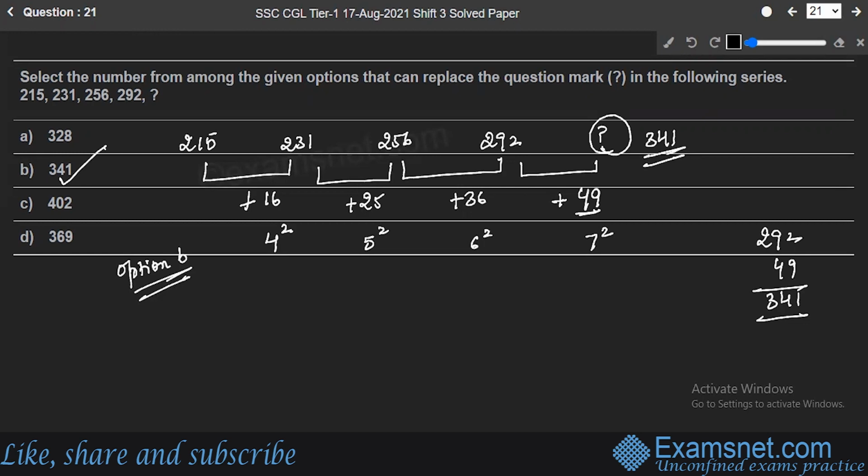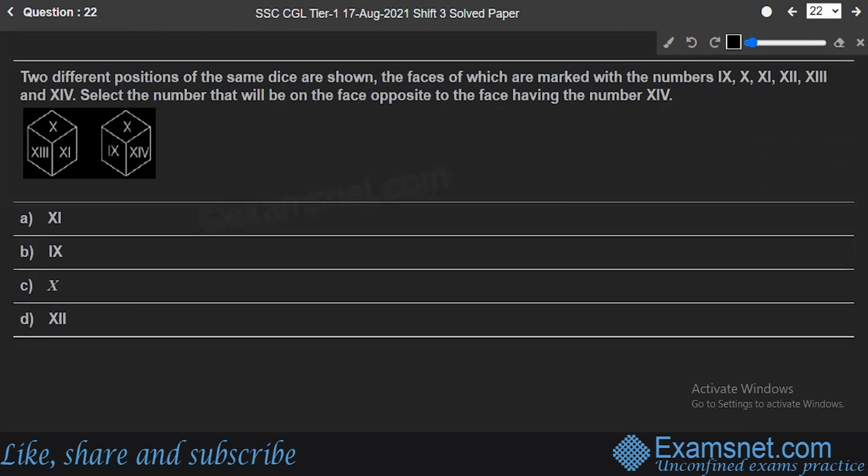Let's move to the next question, number 22. In this question, two different positions of the same dice are given to you, the faces of which are marked with the numbers 9, 10, 11, 12, 13, and 14. Select the number that will be on the face opposite to the face having the number 14.